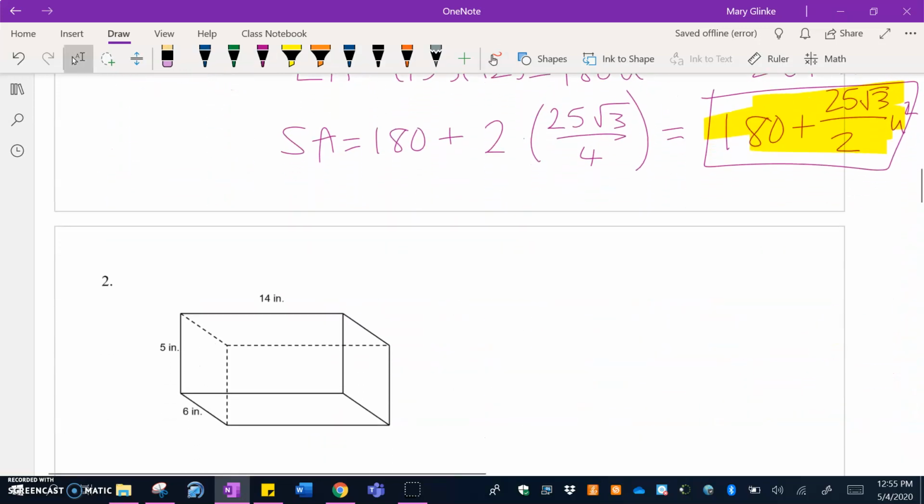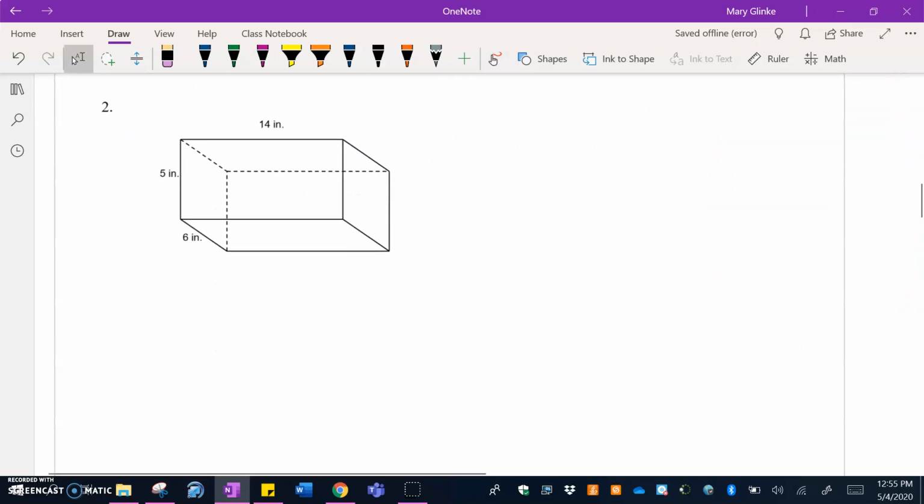So let's go ahead and take a look at another one. We have a rectangular prism here. If we're asked to find the surface area, you can definitely use all of the formulas that we've done. We also can just find surface area using the area of all of the sides added together. So it depends on what you want to do.